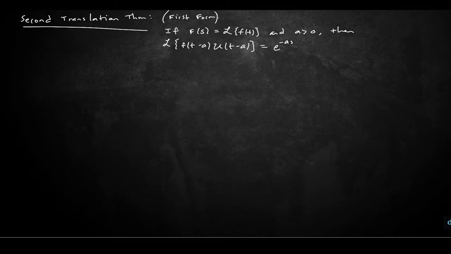It has a couple of parts here. We'll call it the first form, the second form. It's the same theorem. It just has two different forms. So we'll call it the first form. The first form of the translation theorem says that if F of s equals Laplace of f of t, and a is greater than 0, then Laplace of f of t minus a times u of t minus a equals e to the negative as times F of s.